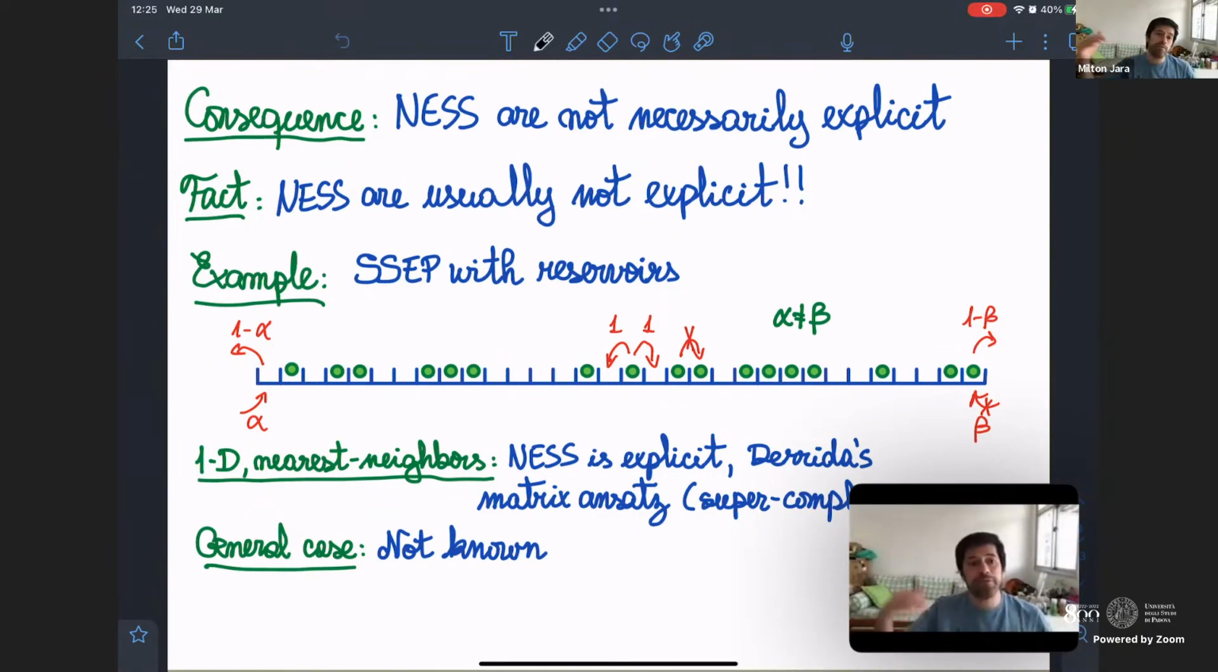So when alpha is different from beta, in this case of the line, you have a tendency of particles to go from the highest density reservoir to the lowest density reservoir. So effectively, if alpha is smaller than beta, you will have a flow of particles from one side of the interval to the other side of the interval. So it generates a current of particles, and therefore it's a non-equilibrium stationary state.